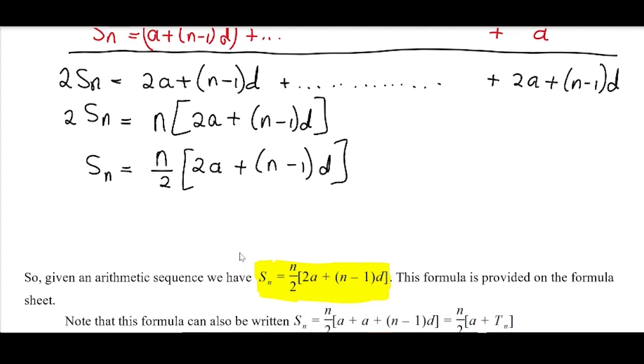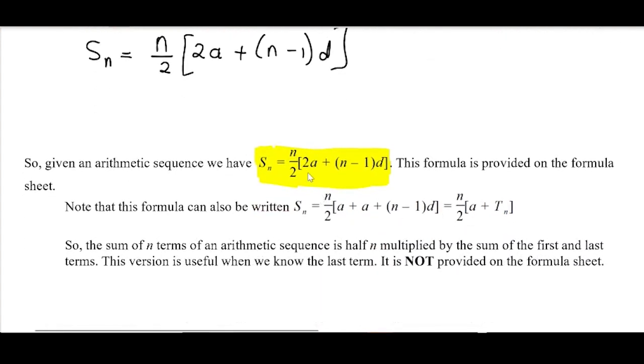It can also be written in a slightly different form. If we split these two a's into a plus a, then we get this formula. We get n over 2, a plus. Now this piece over here is actually our nth term. This version of the formula is not given. What it basically says is n over 2, first term plus last term.